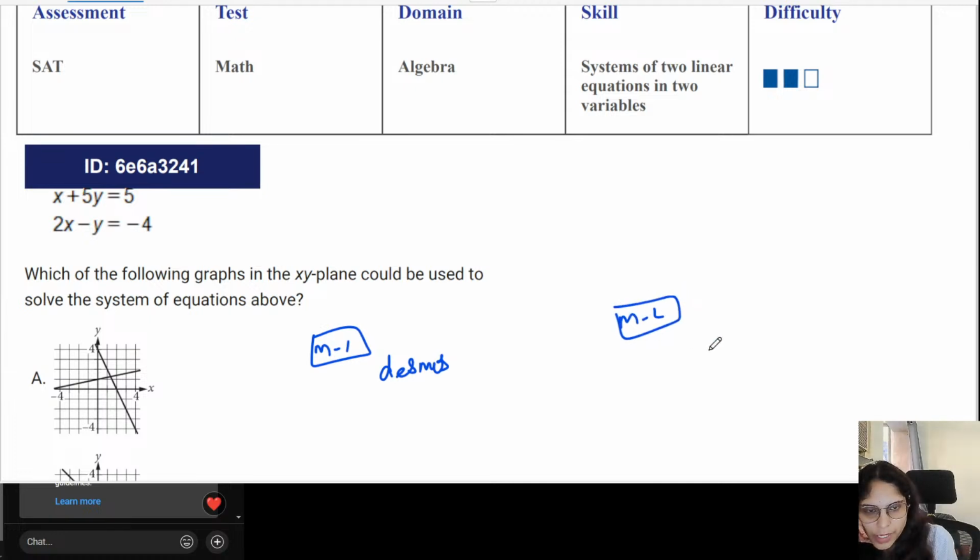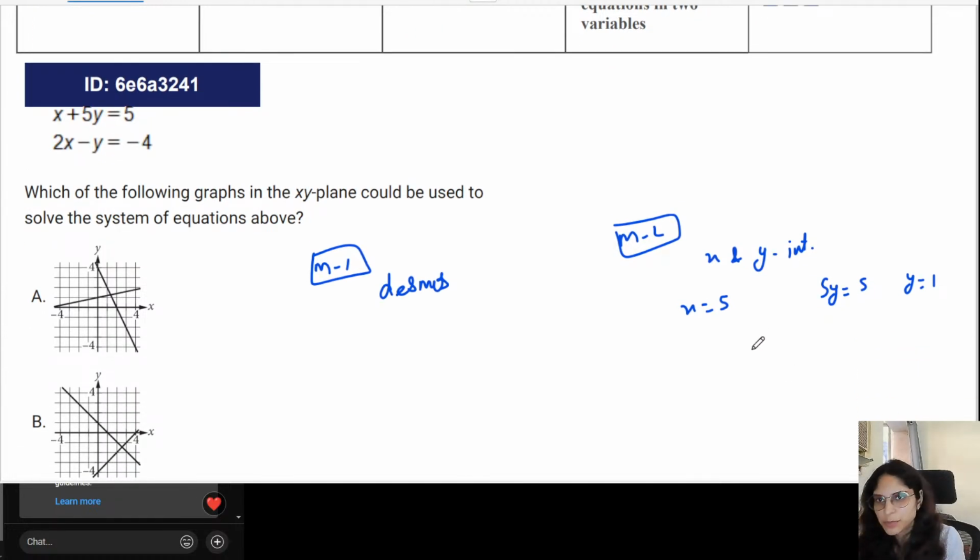Or you can use x and y intercepts. For the first equation, x is equal to 5. 5y is equal to 5, that means y is equal to 1. So for x-intercept, we hide the y part. For y-intercept, we hide the x part. So x-intercept is x is equal to 5.